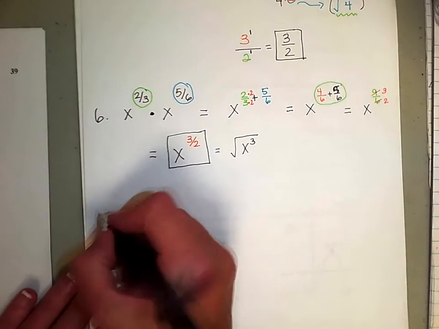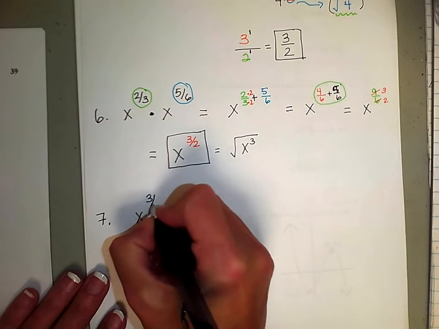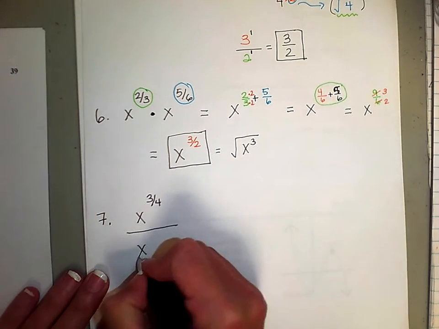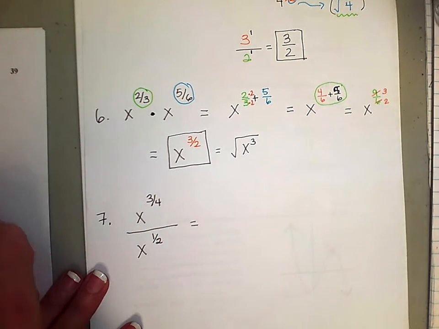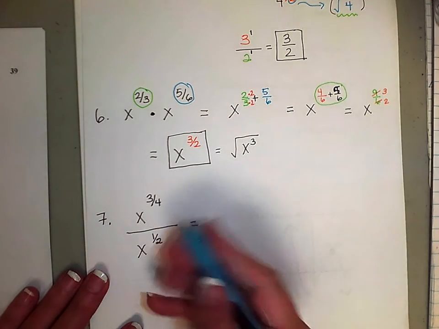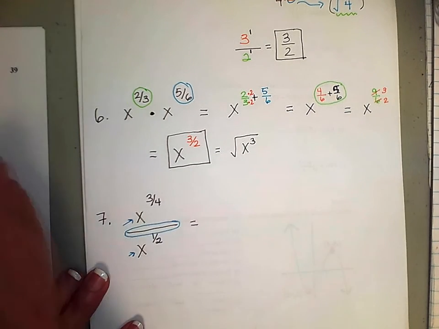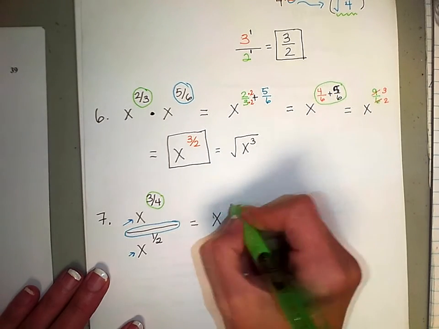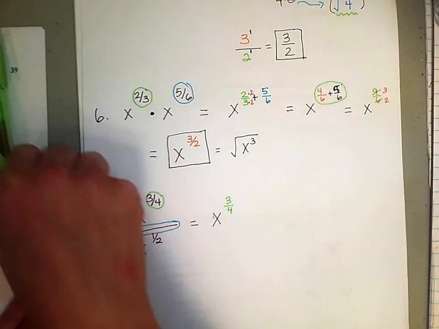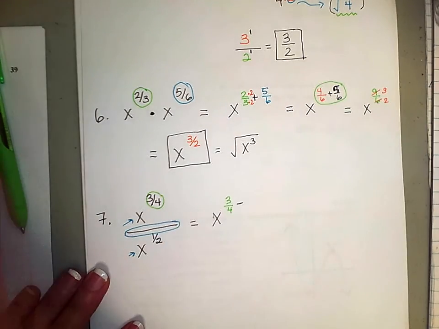And number 7. In this case, we're dividing with like bases. So this is x to the 3/4. We'll divide that by x to the 1/2. Here's our division. Here's our like base. So when we're dividing with like bases, we're going to subtract the exponents. So we have 3/4, subtracting by the rule, and then 1/2 from here.